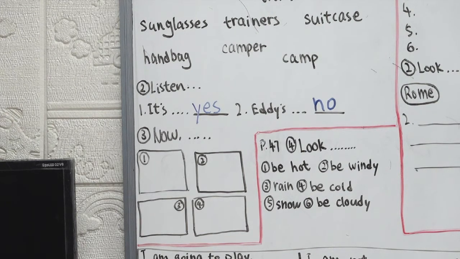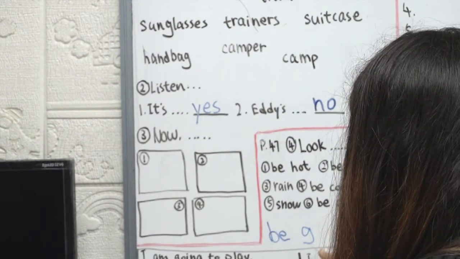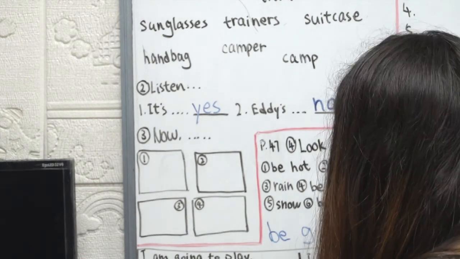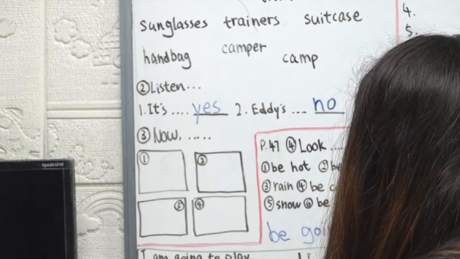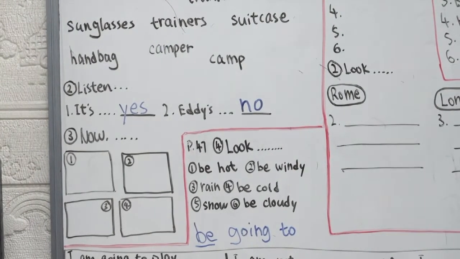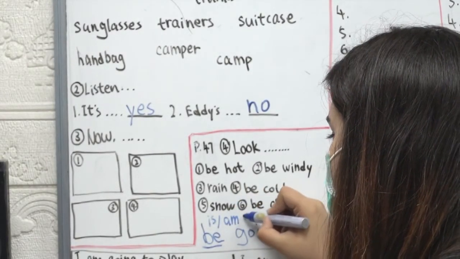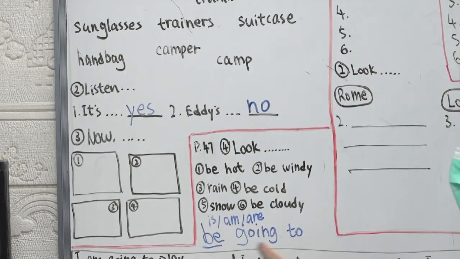Alright, everybody. Today the grammar item that we are going to learn is be going to. What indicates be? Remember? That is, am, are. We use be going to talk about the future. I'm going to explain in detail later.